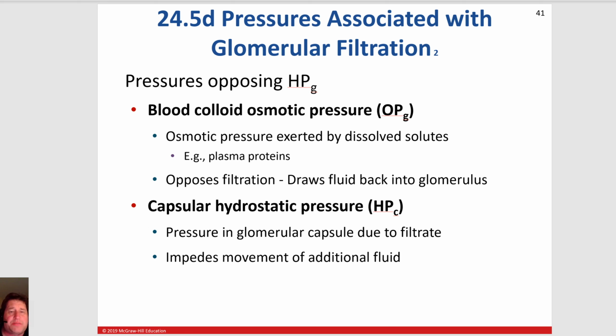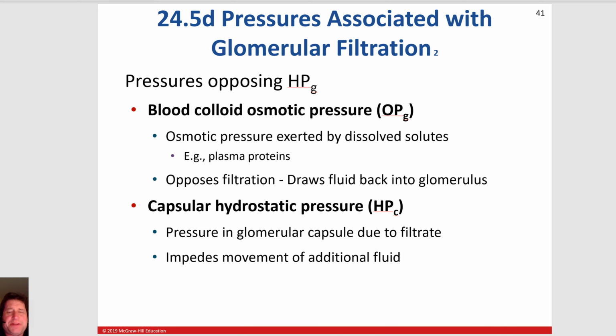What opposes this? Blood colloid osmotic pressure. Again, something that we looked at before in a regular capillary. So remember now, what comes out is more dilute than what's left behind, because there are smaller substances in it. Because it's more dilute, there's going to be an osmotic pressure for the fluid to want to go back in. This is colloid osmotic pressure.